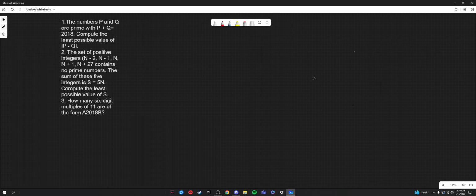So we have number 1. The numbers p and q are prime with p plus q equals 2018. Compute the least possible value of the absolute value of p minus q. So this is pretty simple. So we know that p plus q is 2018, so let me write that down.